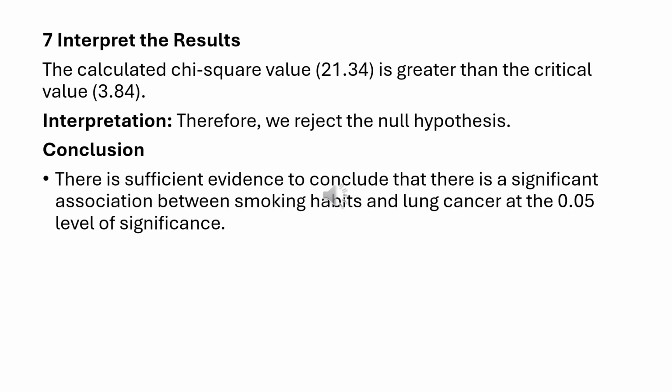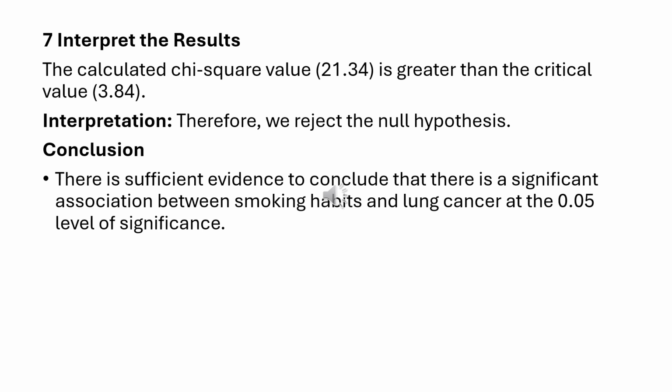The final step is interpreting the result. The test says that if the calculated chi-square value is greater than the critical value, then the researcher has to reject the null hypothesis. This is condition 1. In condition 2, the chi-square value is less than the critical value, and then the researcher has to accept the null hypothesis. In this particular example, the chi-square value is greater than the critical value, so the researcher has to reject the null hypothesis.